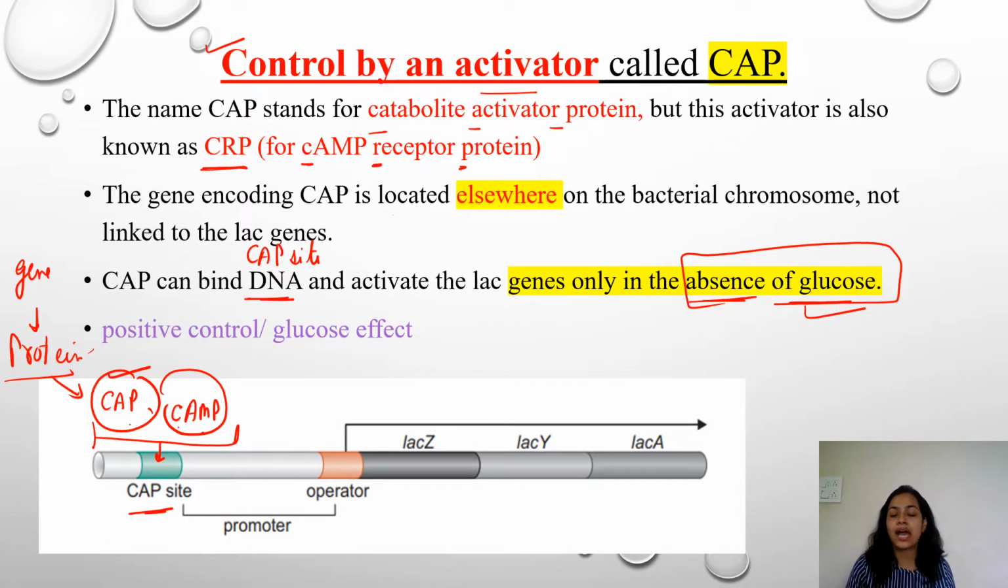Fine. So we'll see how in the presence of glucose the CAP protein is bound or unbound. We'll talk about it in another slide. This entire controlling mechanism via the CAP is also known as positive control of the Lac Operon, or the glucose effect of the Lac Operon.